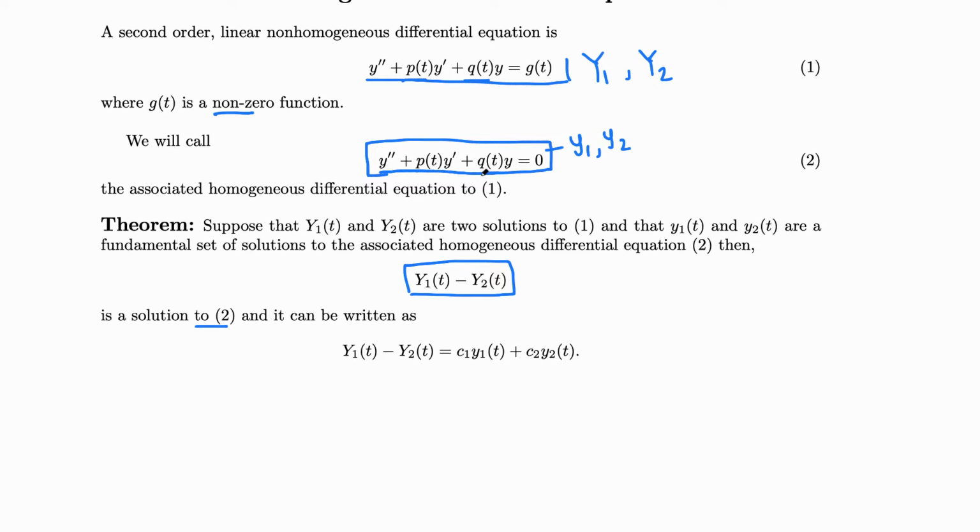In fact, any solution of this homogeneous equation is a linear combination of y1 and y2, as long as y1 and y2 are a fundamental set of solutions. This part is kind of clear. Now we need to show Y1 minus Y2 is a solution of 2, where Y1 and Y2 are coming from 1. So let me prove this. Here is the proof.